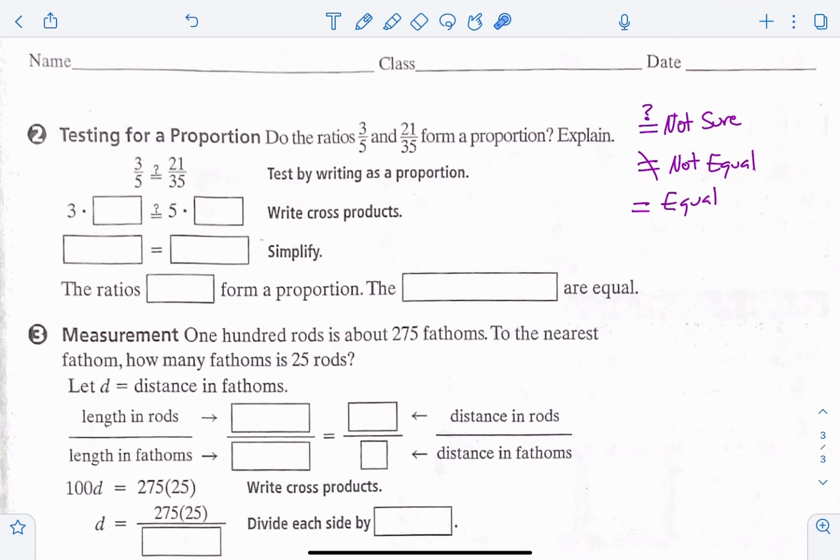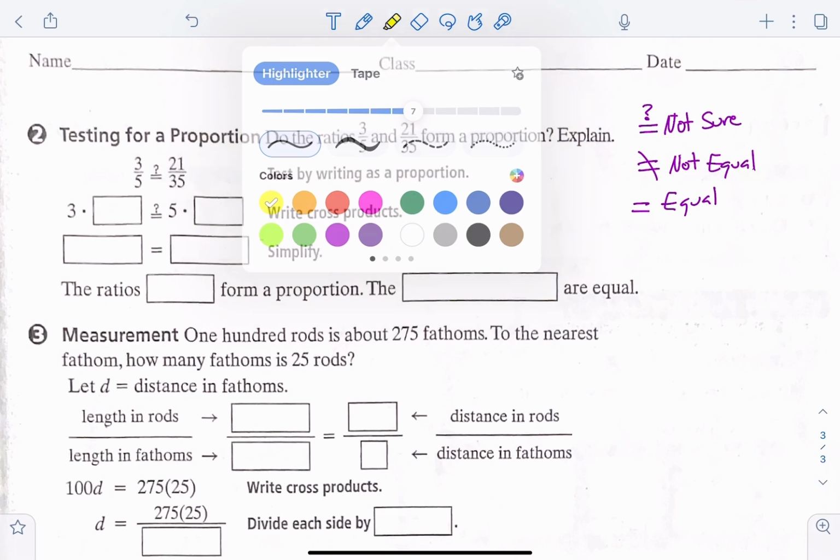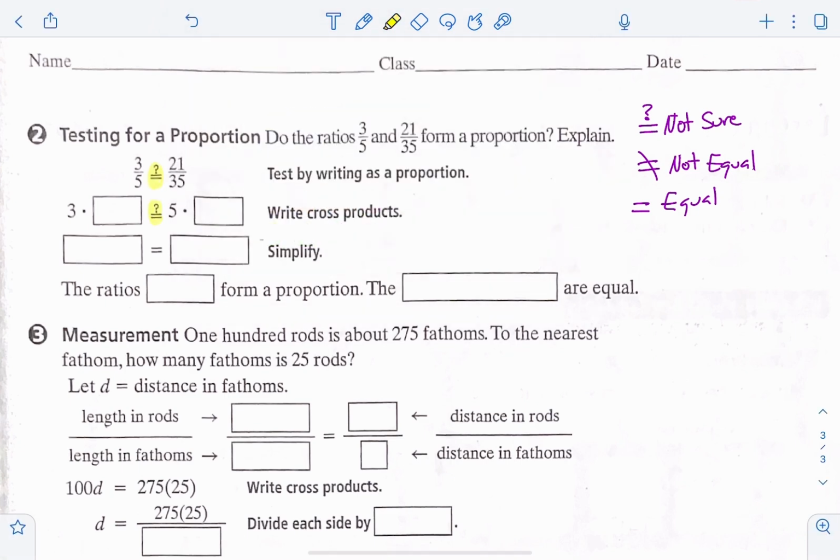So do the ratios 3/5 and 21/35 form a proportion? Notice again that we're using that equal sign with a question mark. So as we set up our cross products, we still don't know if they're equal or not. So we have that equal sign with a question mark. Our cross products are going to be 3 times 35, right? Because top of the first, bottom of the second. And then 5 times 21.